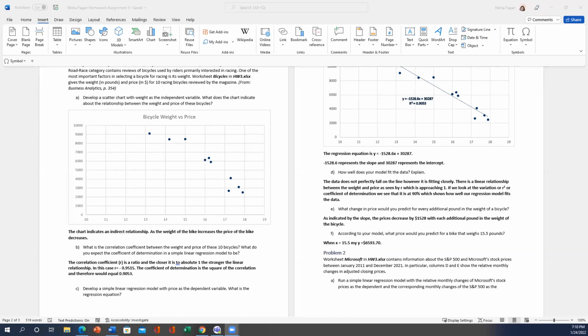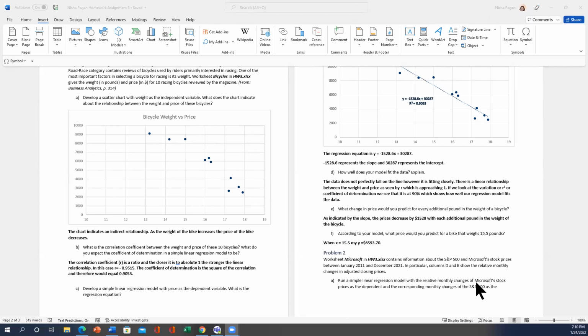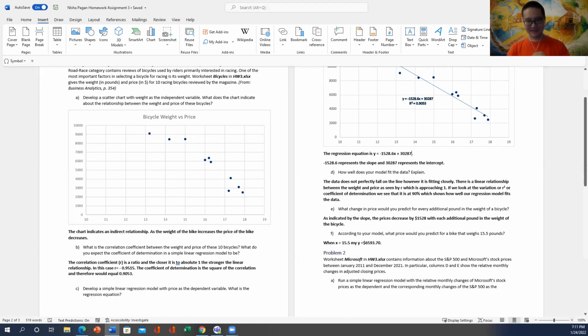Oh, I just literally, I don't know if you could see. Yeah, I'm seeing your screen you shared. Okay, so I just said when X equals 15.5, my Y equals this number. So that's what I'm saying. How did you get the number though? I put it into the regression equation. Did you calculate it manually? Yes, yes.